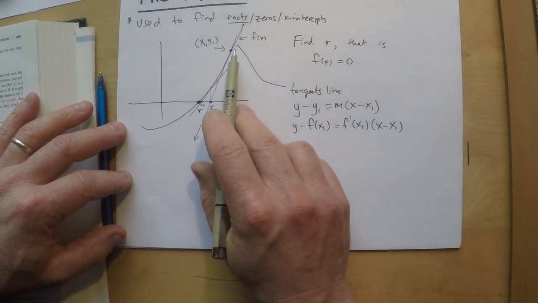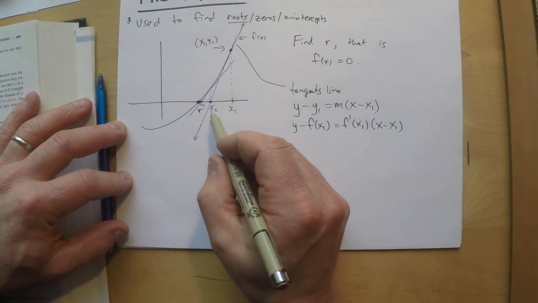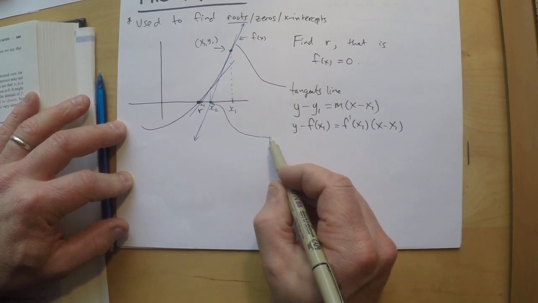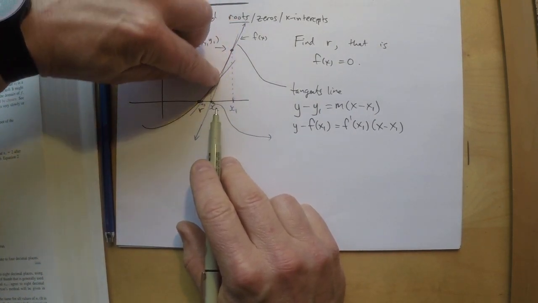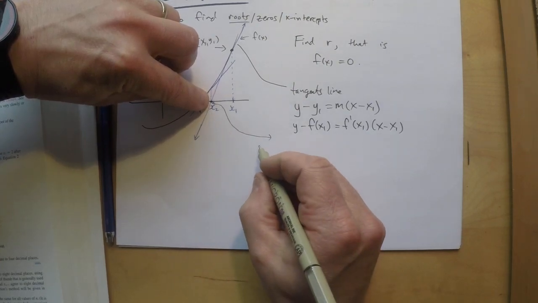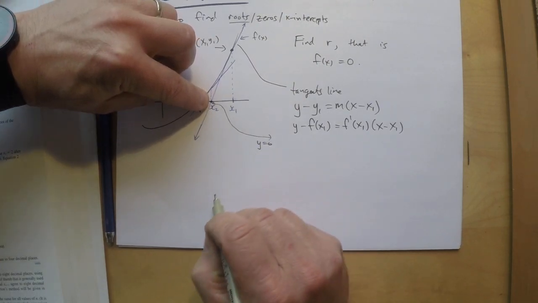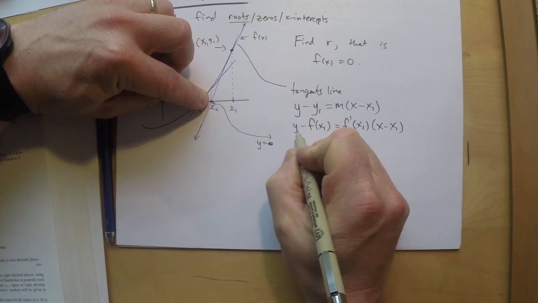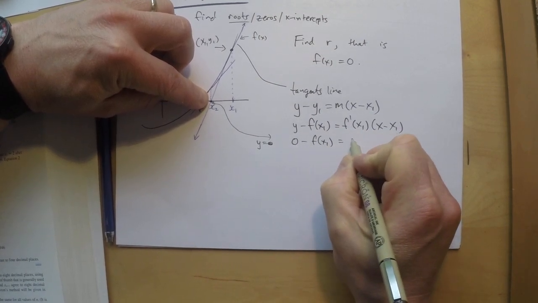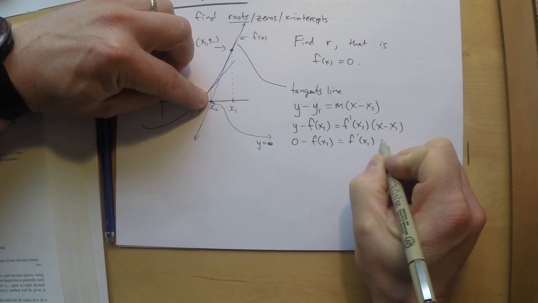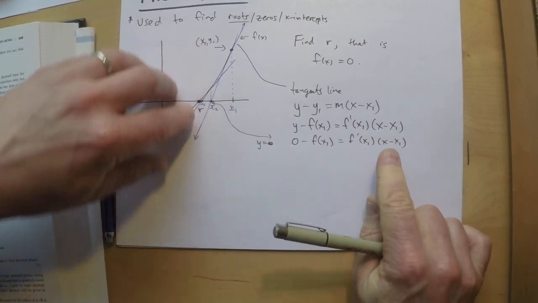To find its x-intercept, what do we know about this point? We know that that is when that line crosses the x-axis. That's when its y is 0. So if you make this y value 0, we can solve this equation for x.